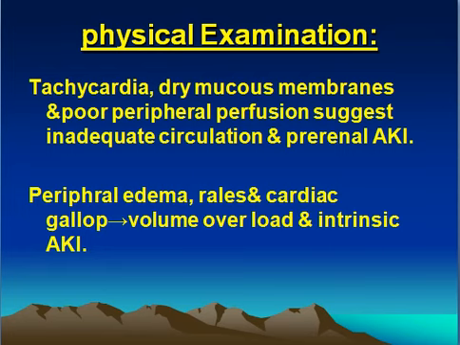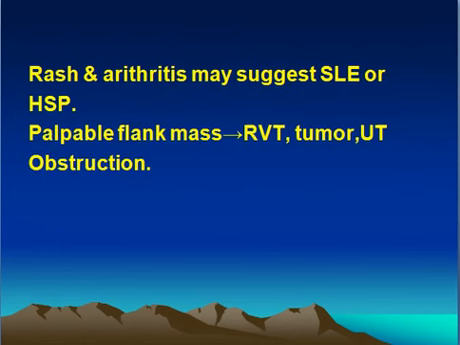Physical examination. When there is tachypnea, dry mucous membranes, and poor peripheral perfusion, this suggests inadequate circulation and pre-renal acute kidney injury, while peripheral edema with rales and cardiac gallop favors the diagnosis of volume overload and intrinsic acute kidney injury. The presence of rash and arthritis may suggest SLE or Henoch purpura, while a palpable flank mass may occur in renal vein thrombosis, tumor, or urinary tract obstruction.